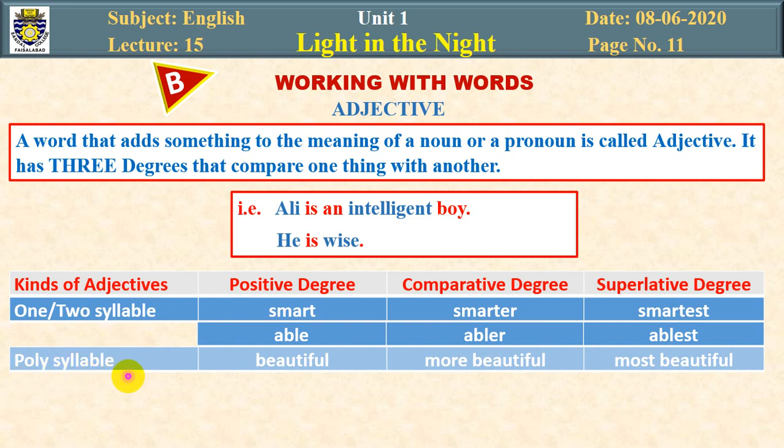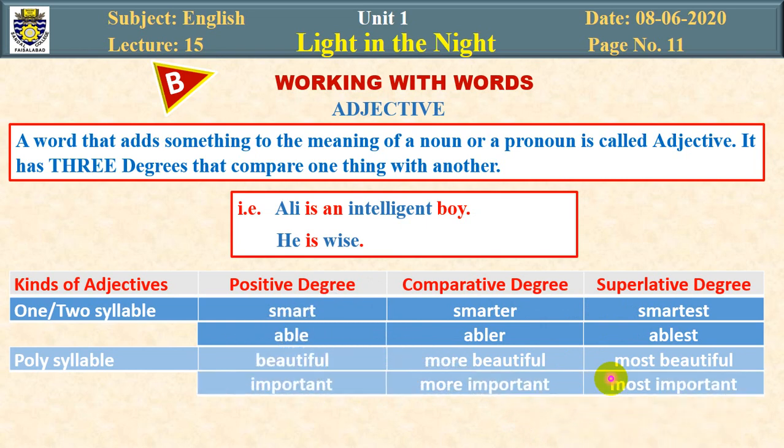Let's see another example, that is of polysyllable adjectives. Polysyllable adjectives means the adjectives that have more than 2 parts, that have more than 2 syllables. For example, beautiful. Beautiful has 3 parts or 3 syllables. It will take more and most to make comparative and superlative degrees. Beautiful, more beautiful, most beautiful.